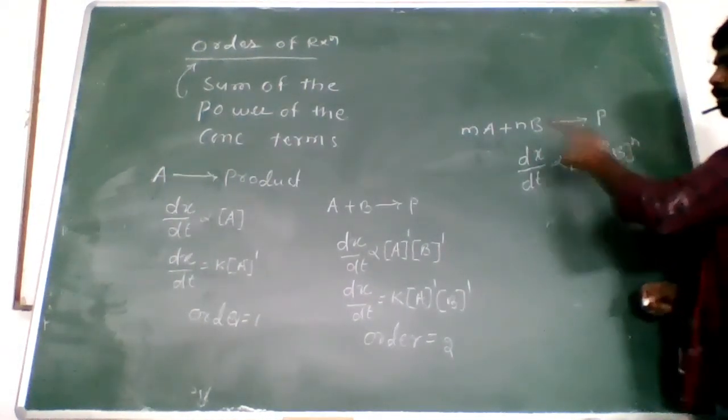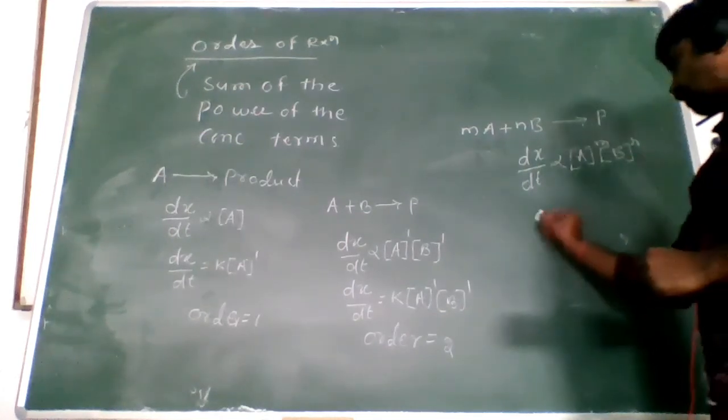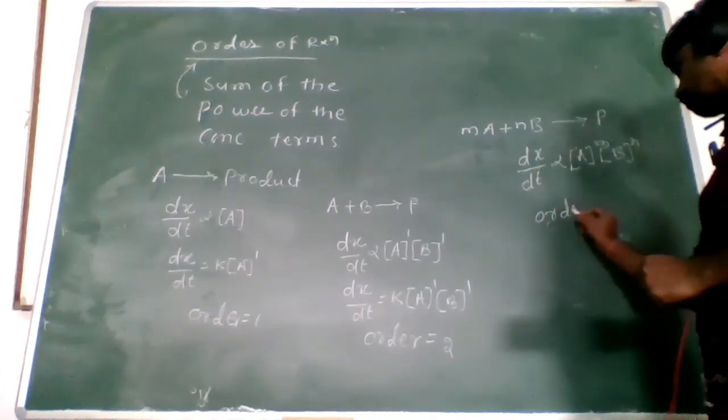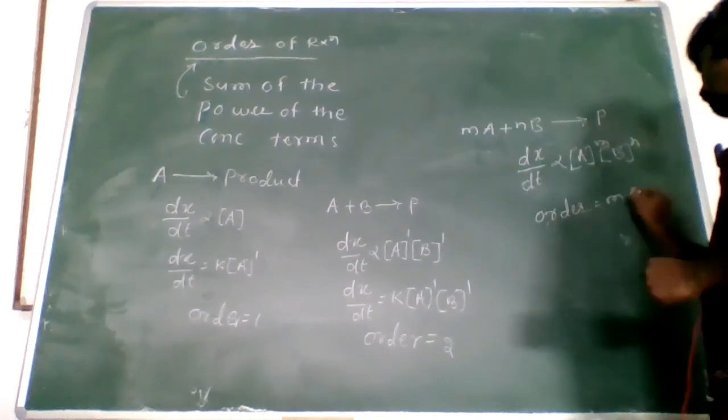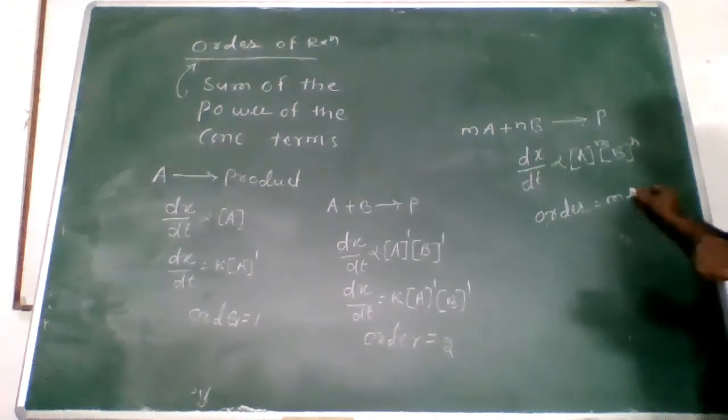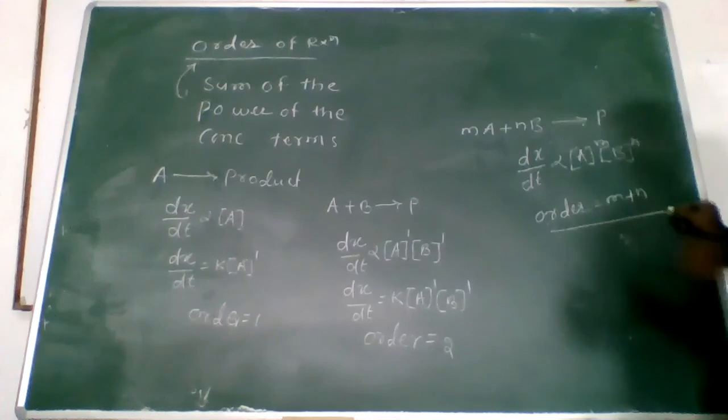So what is the order of reaction? Order of reaction is M plus N. Sum, now adding there, the concentrations' powers are added: M plus N. This is the order of reaction.